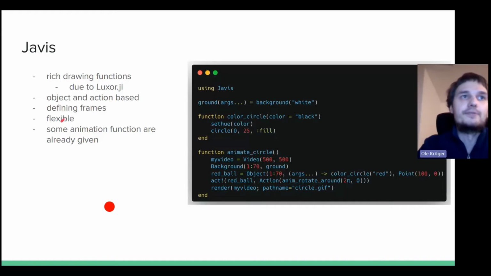It's very flexible, I would say, and some animation functions are already given, so anim rotate around, translate, and things like that. And here we render it to a GIF in the end.